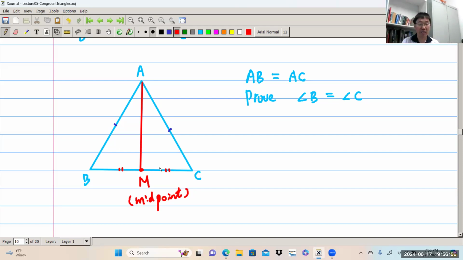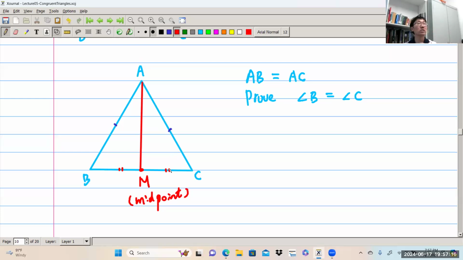And how about BM and CM? Yeah, by my construction, right? I use M as the midpoint, so they're congruent. So finally, you can use the SSS postulate to prove this half triangle is congruent to that half triangle. Then you can claim angle B and angle C are congruent. Okay, so that's the proof.